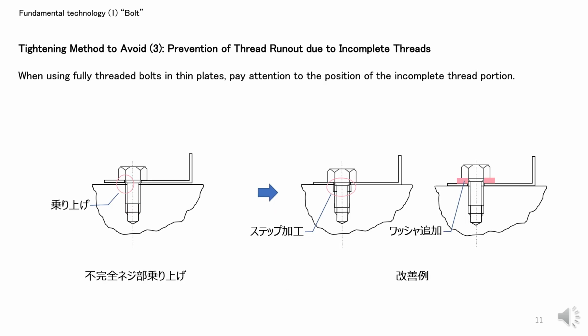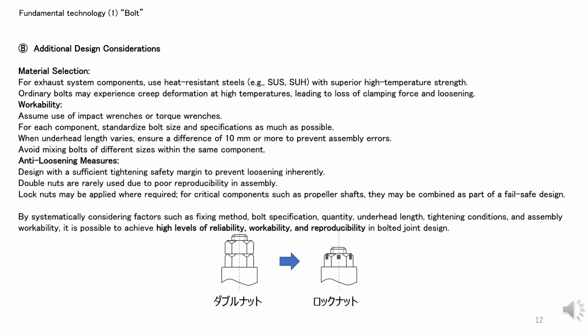Tightening method to avoid, 3: prevention of thread runout due to incomplete threads. When using fully threaded bolts and thin plates, pay attention to the position of the incomplete thread portion. For high-temperature components such as exhaust systems, heat-resistant steels such as SUS or SUH should be used to prevent loss of clamping force due to thermal effects.